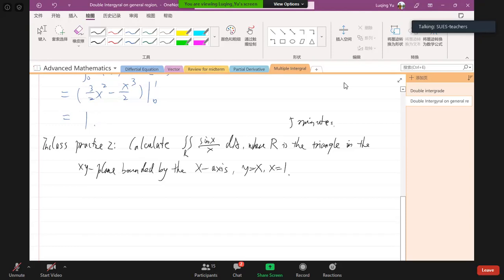Okay, so actually this is example 2 in our textbook. The very important thing is I want you to find the integral region of this question. I would say this is pretty simple, as long as you can find the integral region.